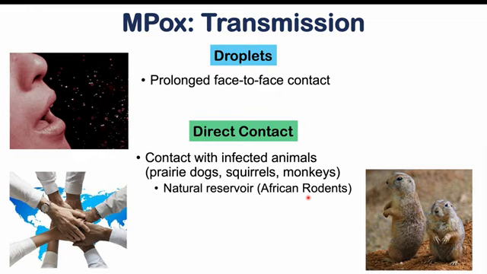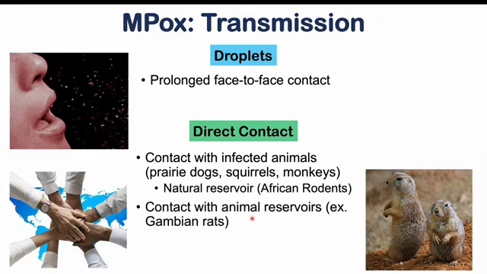So they're not the host that the virus is looking for. They can simply cross a species barrier, infect monkeys or humans, and then be an incidental host. But the natural reservoirs are the main hosts that this virus is going to use. Along with contact with infected animals, you can have contact with the animal reservoirs themselves. These again include African rodents, like Gambian rats, which is one of those species. Another way of getting this by direct contact is through ingestion of contaminated animal products.